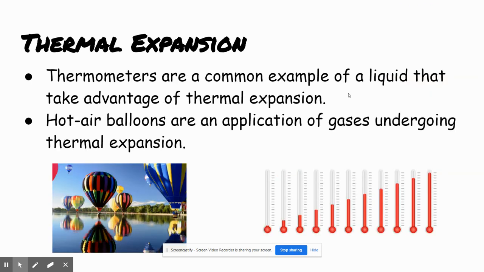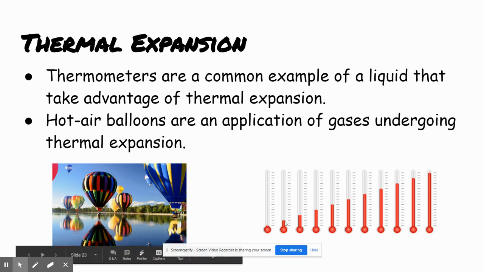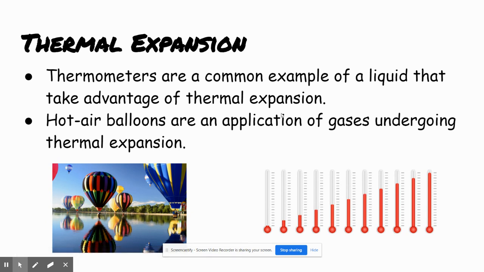Thermometers are a common example of a liquid that takes advantage of thermal expansion. So as we add heat, the liquid, it used to be mercury, now it's alcohol, expands throughout the column and goes up, and we use these graduations, these lines, to figure out the temperature. Hot air balloons are an application of gases undergoing thermal expansion. We heat the gas, the volume goes up, it becomes less dense than the air around it, and starts to rise.